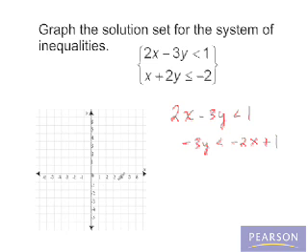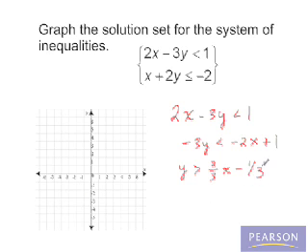And now we'll divide all the terms by negative 3, and since I'm dividing by a negative, I need to remember to flip the inequality symbol. So dividing everything by negative 3 would give us y is greater than negative 2x divided by negative 3 is a positive 2/3 x, and positive 1 divided by negative 3 would be a negative 1/3. So now we will graph this inequality. y is greater than 2/3 x minus 1/3 on the grid.